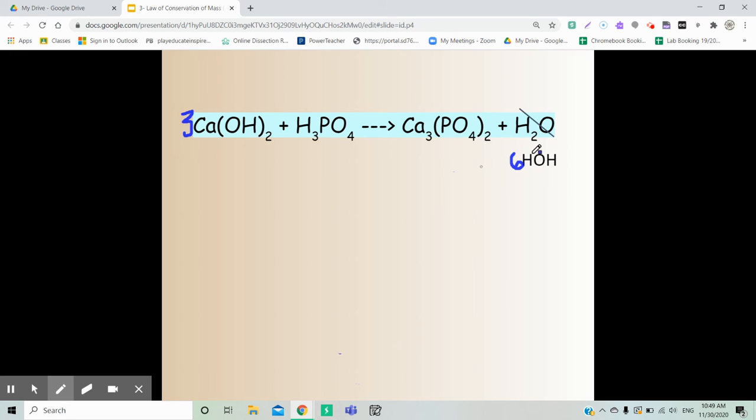So let's go back. Let's check my PO4s. I have 1 PO4 here, but 2 here. So I'm going to add a 2 in front here, just to make sure that I balanced off my phosphates. And then let's check my hydrogens, which is last. I have 6 hydrogens and 6 hydrogens. So I am balanced, 3, 2, 1, 6. Okay. Again, balance hydroxides and hydrogens separately if you have water on one side, but OH on the other.